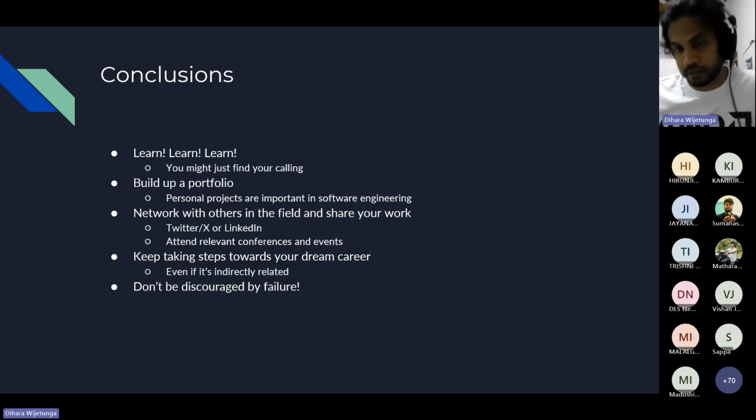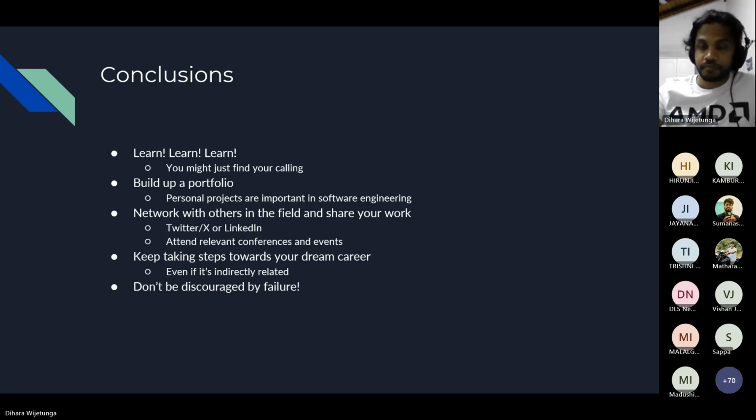CV, basically. And also, you should network with other people in the field that you want to join. You can share your work with them on social media like Twitter or LinkedIn, and take whatever chances you get to attend conferences or events that are relevant to the industry you're interested in. It could lead to a job, because that's how you make connections. All the industry events that I've been to have been great places to land a job.